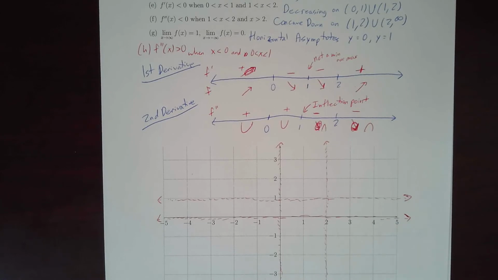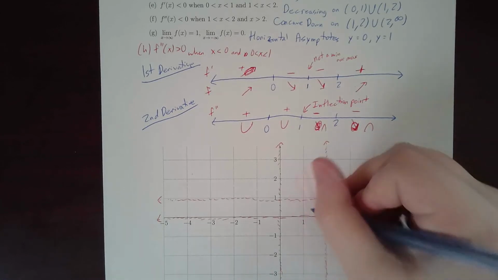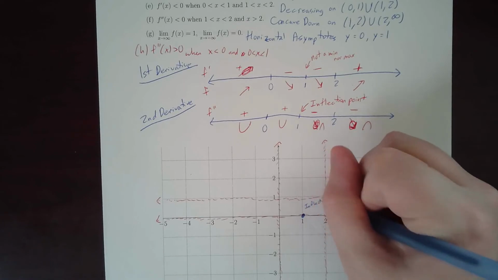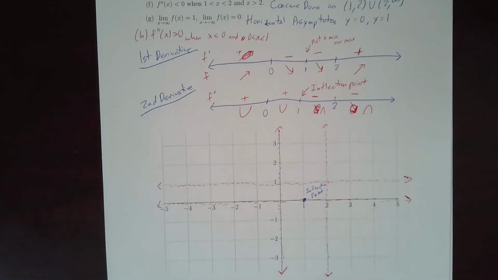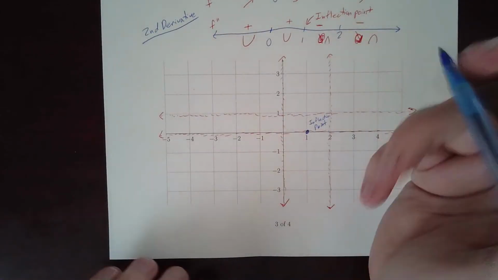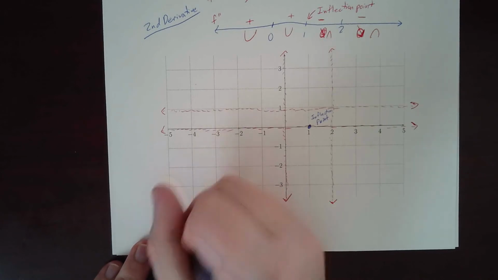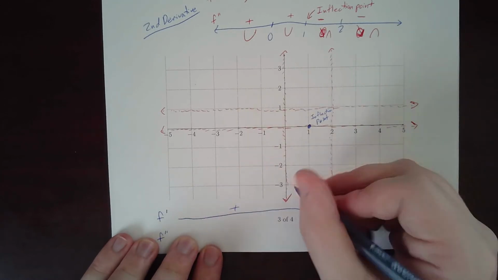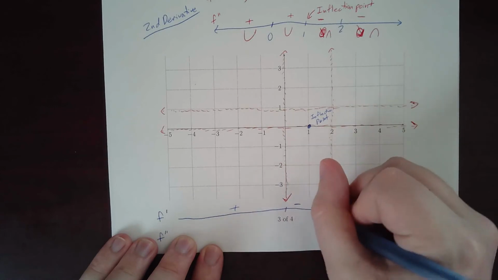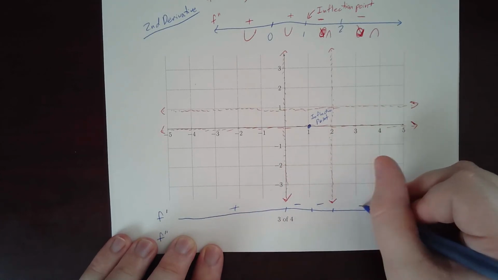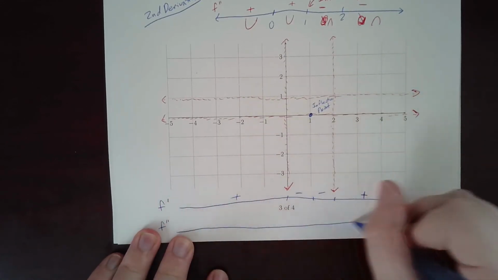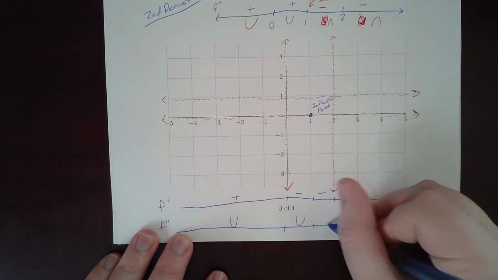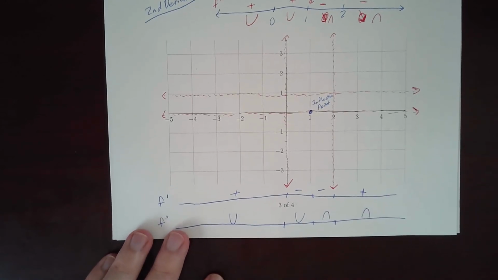We know also that we have this point 1, 0 that is an inflection point. And then we can use these intervals of going up and down to talk about f prime and f double prime. So f prime is positive here, negative here, and positive here. And f double prime is concave up, concave down, and concave down on those places.